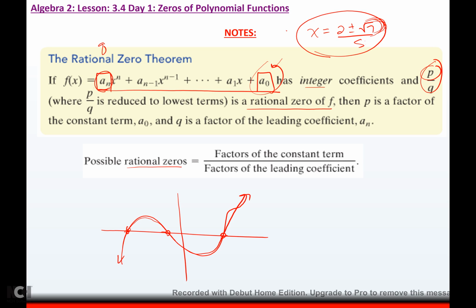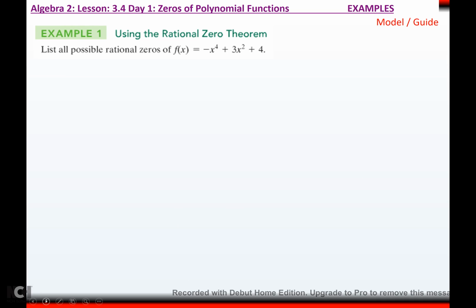So it doesn't help us find these kinds of answers, but whoever figured this out figured out that if it crossed at a rational number, the top was always a factor of the constant, and the bottom was always a factor of the leading coefficient. So it meant we didn't have to check every number in the universe. It took our possibilities from an infinite amount of possibilities down to a manageable amount. Okay? So, it says list all the possible rational zeros of this function.